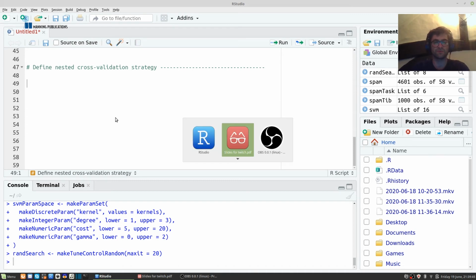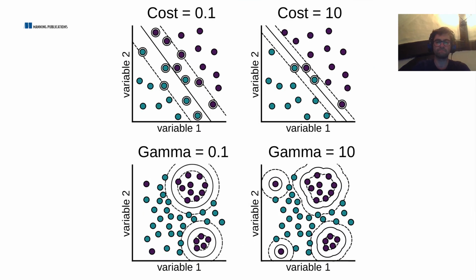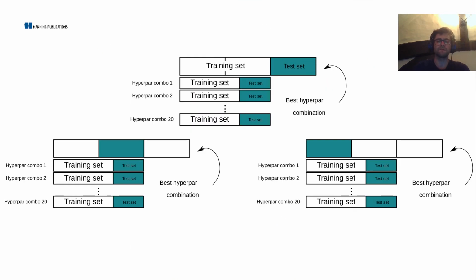So let me show you what I mean. In nested cross-validation, we perform an outer loop and an inner loop. If you imagine that this is the data set that you have available to you, and let's say we use threefold cross-validation, we split the data into three different folds, and we're going to consider this to be our test set, and this portion to be our training set.